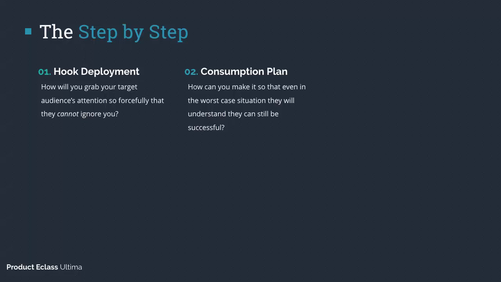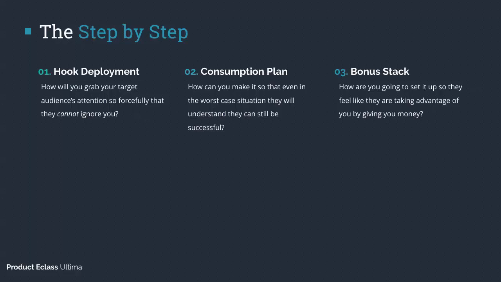Step number two, the consumption plan. How can you make it so that even in the worst case scenario, they still get the better end of the deal, that they can still be successful, that it's still worth their while to invest? That's step number two. Step number three is the bonus stack. How are you going to set it up so they feel like they're taking advantage of you by buying from you? And there's some very deliberate psychology that goes into stacking bonuses.